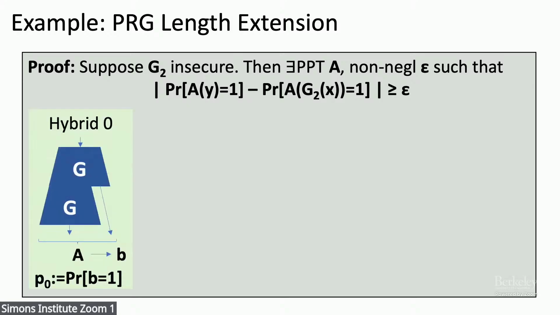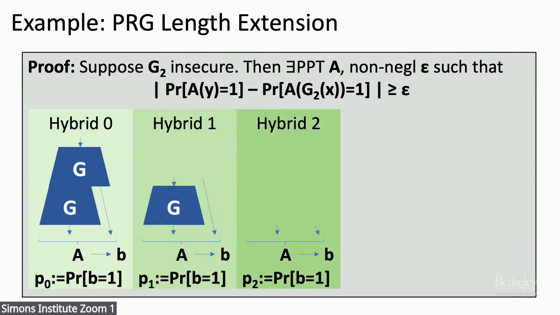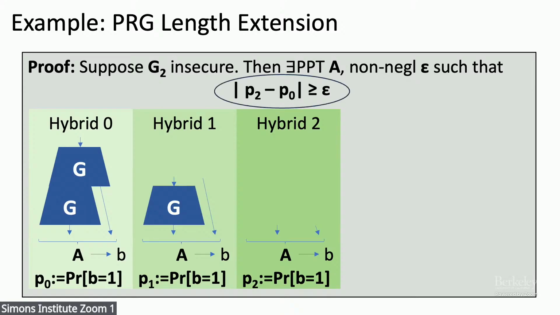Okay, and then we do a hybrid. The first hybrid, or hybrid 0, is where you're actually given G2. In the second hybrid, we kind of chop off the top. We give this weird thing where this bit is random and this bit is just generated through G. And then finally, in hybrid 2, we give just a random string to A. Now, if I define P0, P1, and P2 as the probability A outputs 1 in these experiments, the guarantee of our supposed adversary A is that P2 is far away from P0.